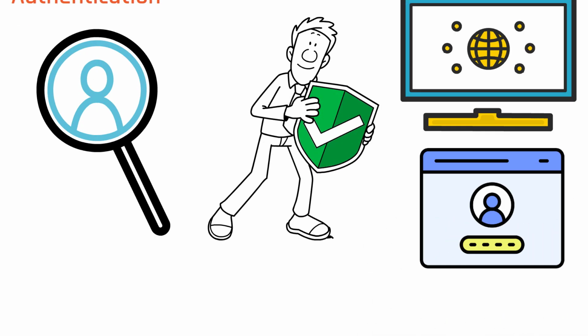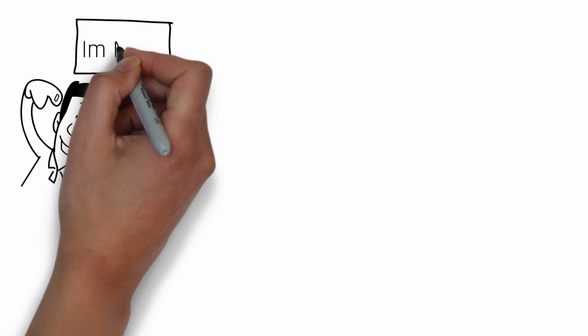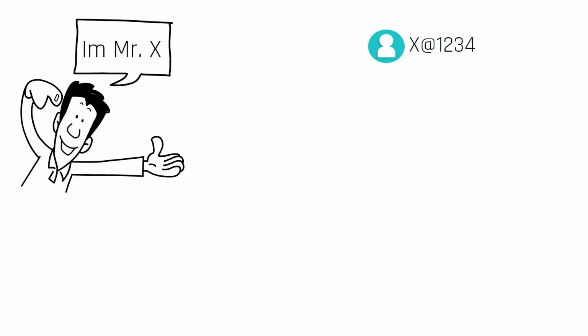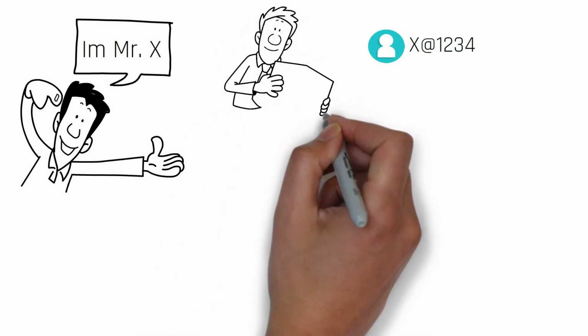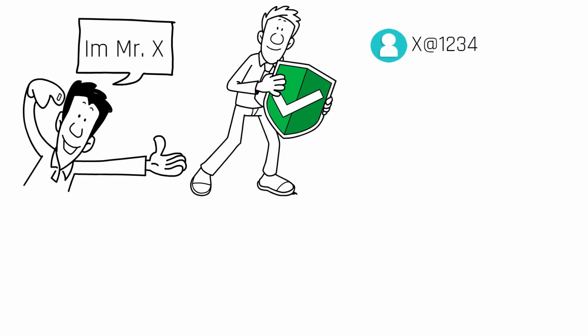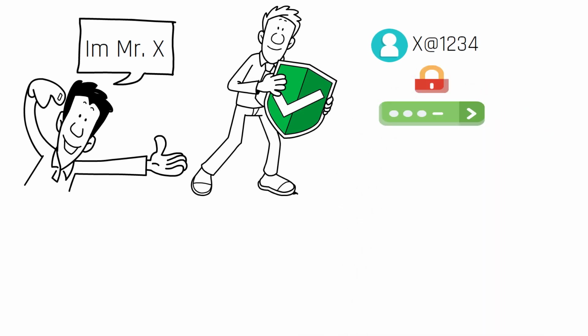When you claim to be someone, it is called identification. For example, you are claiming to be person X by giving your username or ID. But when you prove it, it is authentication. Example, you are verifying the username by providing a password.